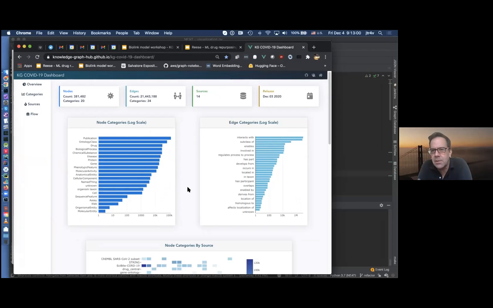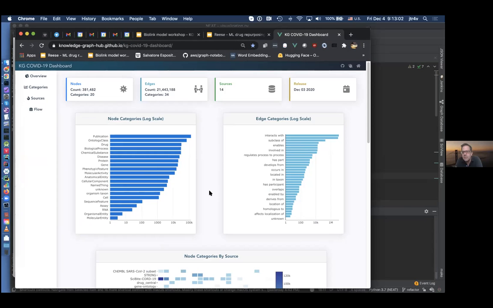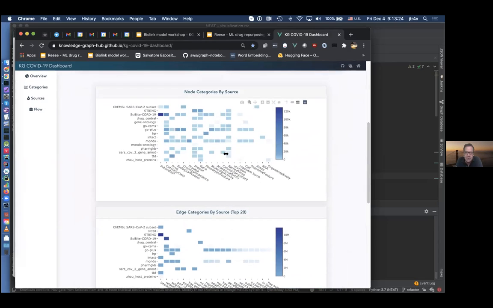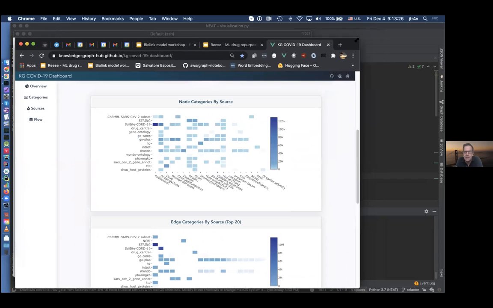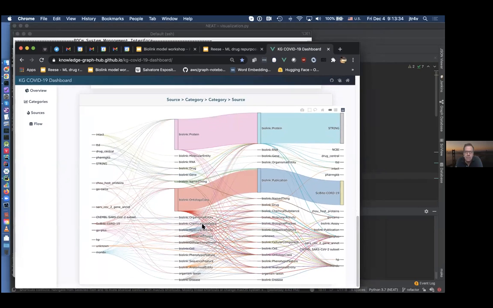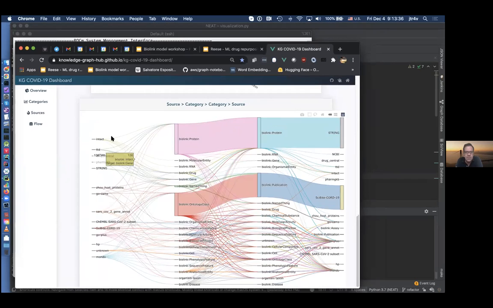And this should work out of the box if you use our tooling, take the knowledge graph, and so it's dead easy to figure out. We've got a lot more publications than we used to. 129,000 publication nodes. 11 million or so interacts with those, and so on and so forth. You can drill down in a pretty sophisticated way to see what exactly is in the knowledge graph. It's a nice Sankey plot which shows you what Biolink categories are coming from each source, and so on and so forth.